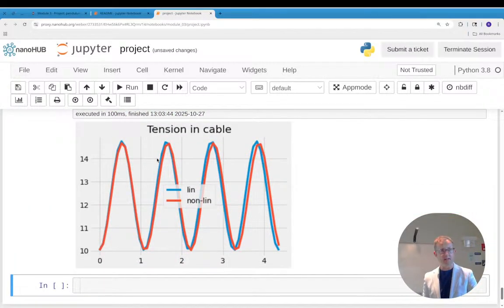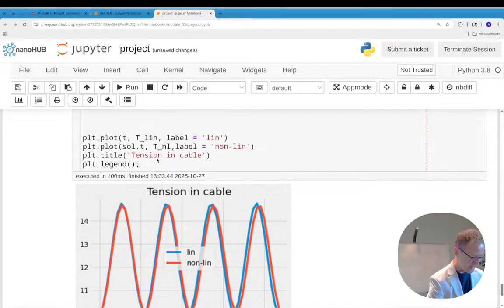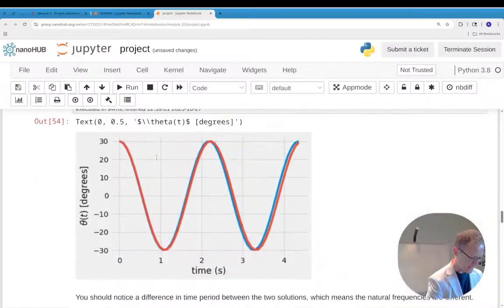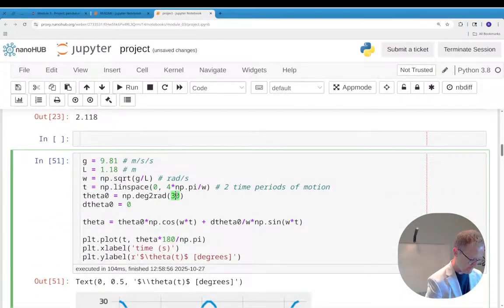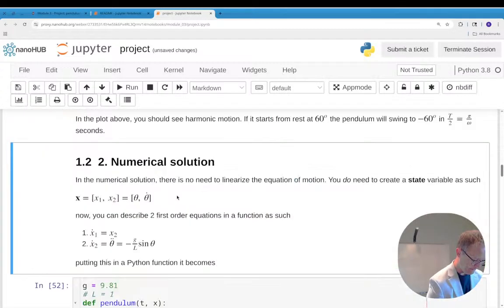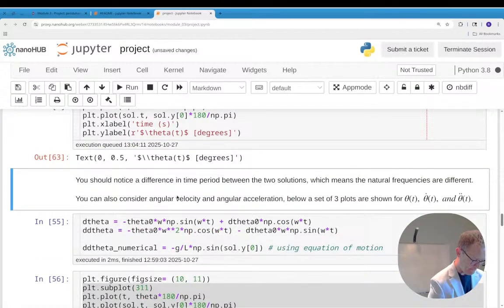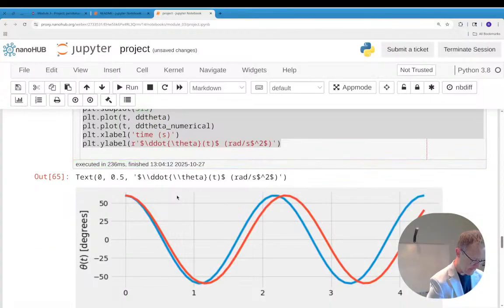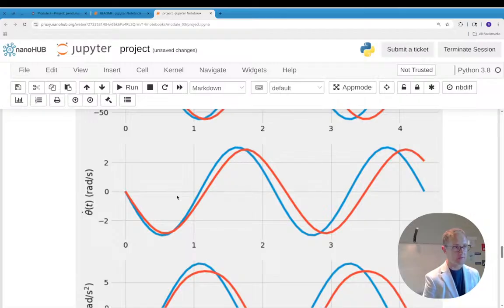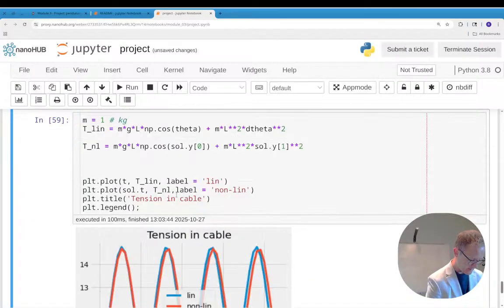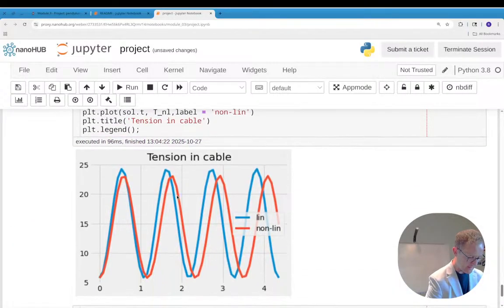So linear, nonlinear, not a big difference for 30 degrees. So maybe that makes sense. Like, yeah, we can do either one as long as it's less than 30 degrees. So let me try 60. Just increase that initial angle. At 60 degrees, we see a bigger difference between our two solutions. So I would imagine we'll see more of a difference in tension.